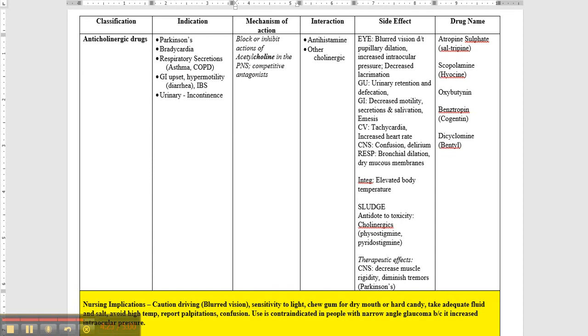So caution against SLUDGE: with dry mouth, hard candy should be recommended, asking them to drink enough water and fluid, avoiding high temperatures because the patients are already dry, and asking them to report if the heart rate goes really, really high, because you're giving it to treat bradycardia and now they could have severe tachycardia, right? Be careful. Use caution in patients with glaucoma, especially narrow angle glaucoma.